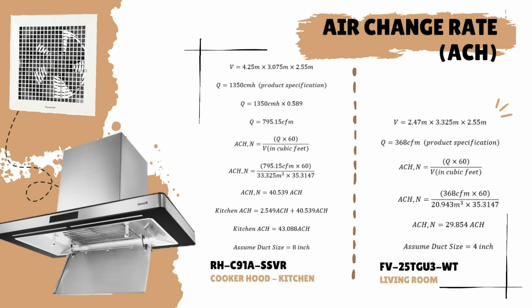For the kitchen, the calculation is the same as before. But as I mentioned, the air volume must be in seconds, so we convert the air volume first. Then we divide it by the space volume, which is in cubic feet. Then we get the air change rate for the kitchen. Then we can assume the duct size. Next, for the living area, we use the FV35TGU3WT. The calculation is also the same as before.